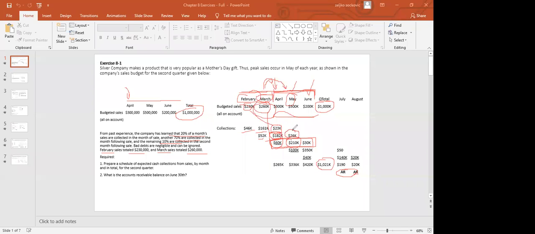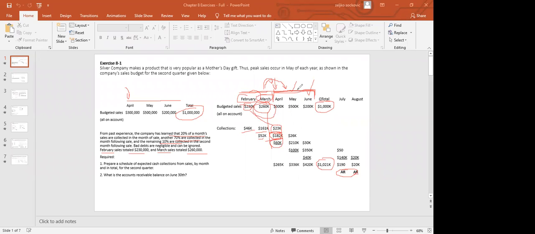And then March also, we will collect 10% here in May. So for example, if the question is how much did you collect in May? Well, you would collect in May 336. How? Well, 336.